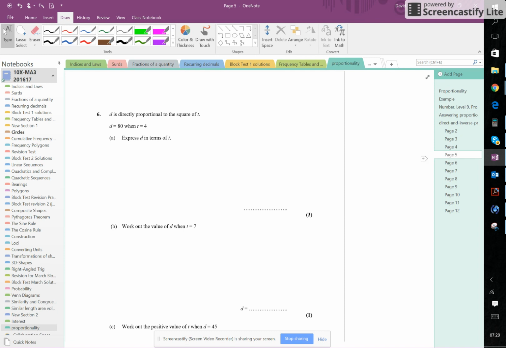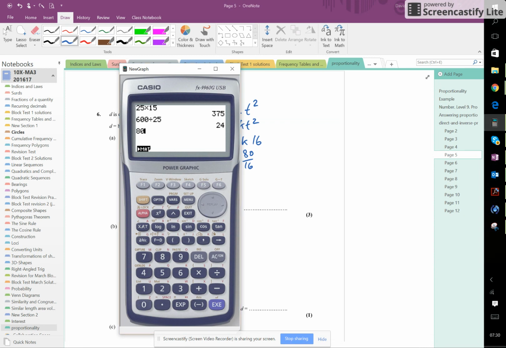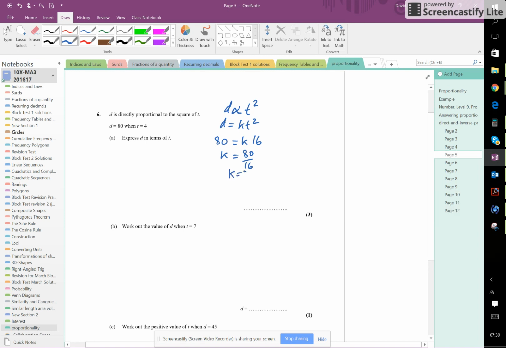Question 6. D is proportional to the square of t. So D is proportional to the square of t. Introduce a constant. Put in the data. 80 equals k times 4 squared, which is 16. Divide both sides by 16. We get 80 over 16. And simplify. 80 over 16. That's 5. So k is 5. Substitute k back into here. So we get D equals 5t squared. So that's the first bit answered.